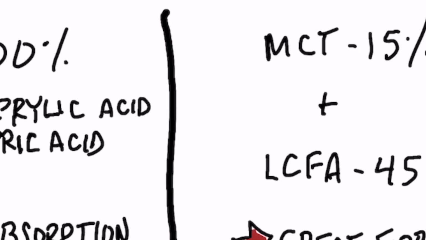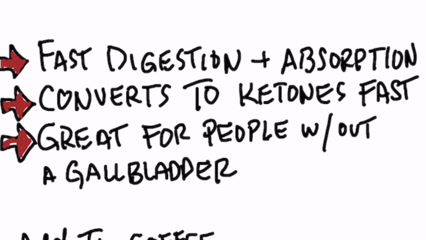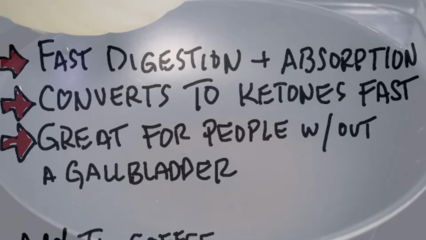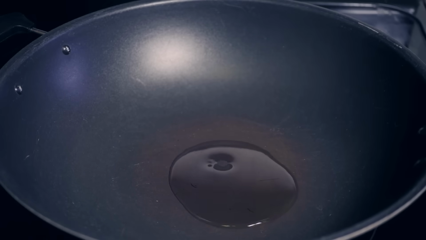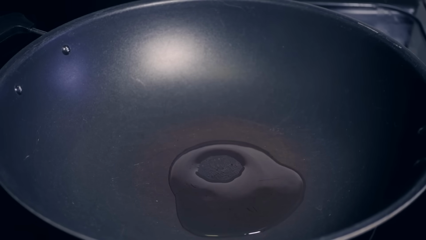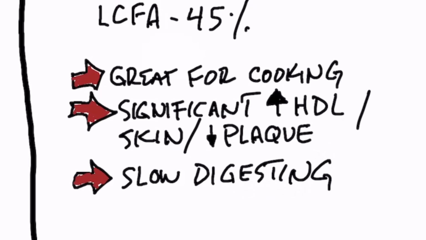Now, MCT fats are really good for people without a gallbladder, or people that have problems with the gallbladder, or problems with your liver, because MCT fats don't use bile. Now, with coconut oil, it's great when you're cooking with something because it doesn't smoke when you have the high heat. Also, coconut oil significantly increases HDL.